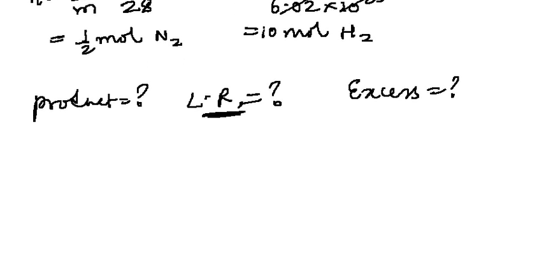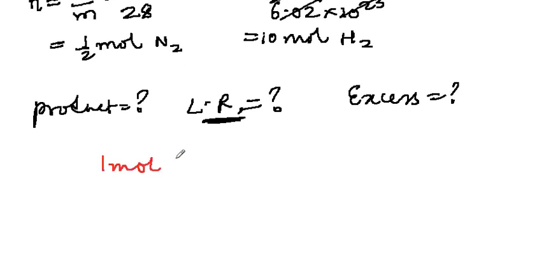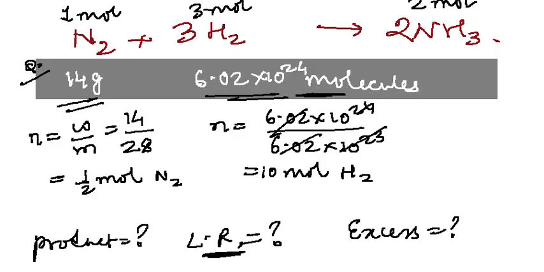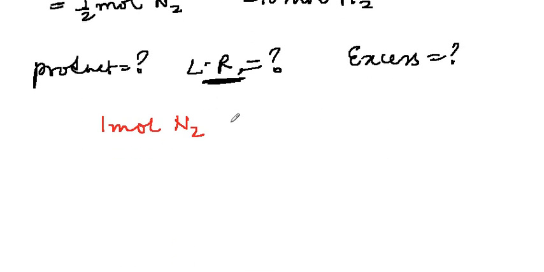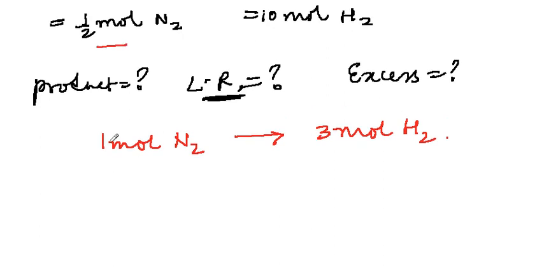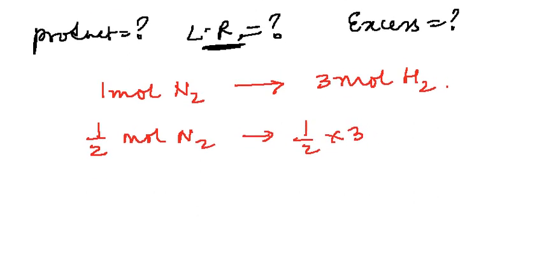So what we have is 1 mole of nitrogen. Okay, as per the reaction, what can we see? 1 mole of nitrogen reacts with 3 mole of hydrogen. So what we have is half mole of nitrogen. So half mole of nitrogen will react with half into 3, that is 3 by 2 mole of hydrogen, that is equal to 1.5 mole of hydrogen.